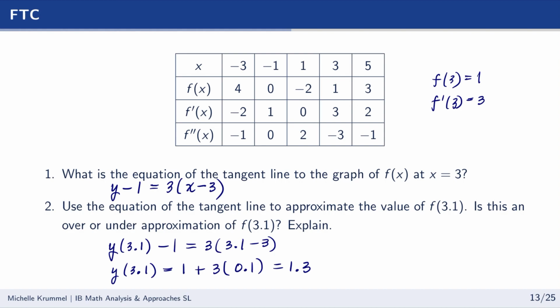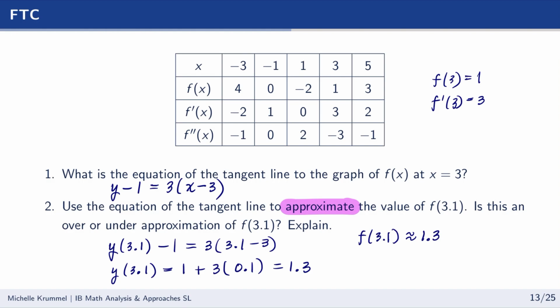Remember, I always say to highlight, circle, star, underline, exclamation mark when you see approximate or estimate in a question prompt, because we want to make sure we use the right notation. So f of 3.1 is approximately 1.3. Using our tangent line to estimate that value, we get approximately 1.3. Is this an over or under approximation?